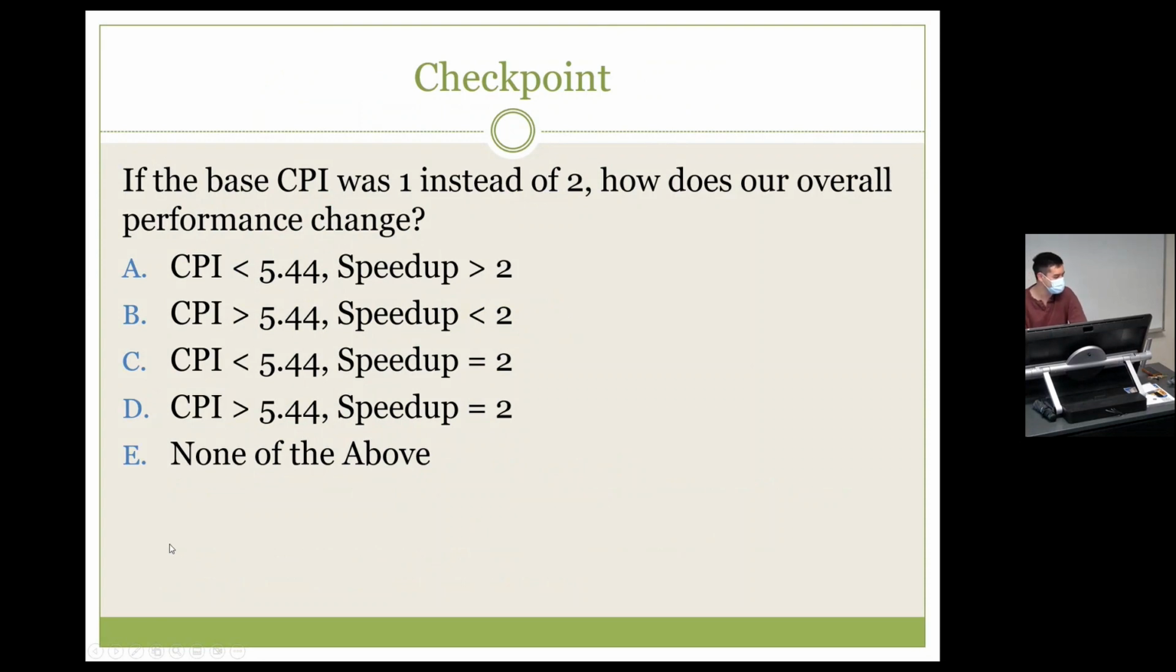So now this is your poll. If you have a base CPI of 1 instead of 2 with the same question from before, how does our overall performance change? The code is 658.